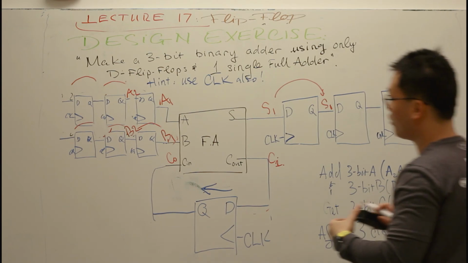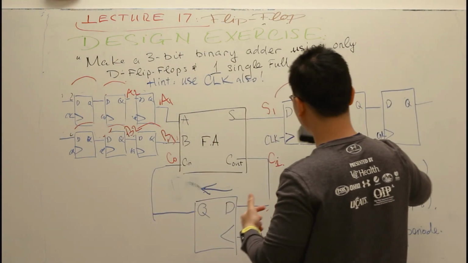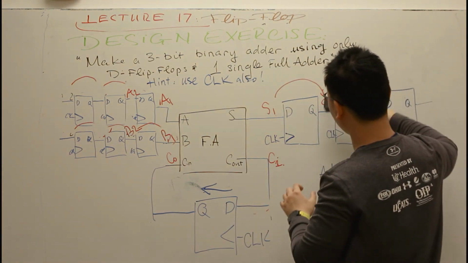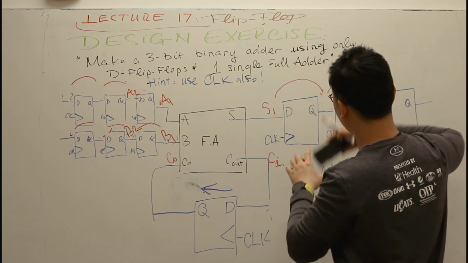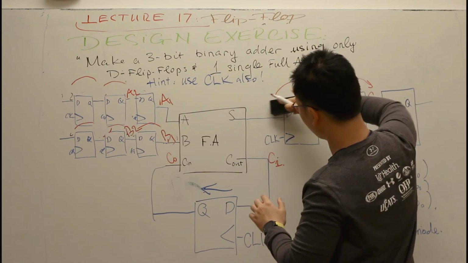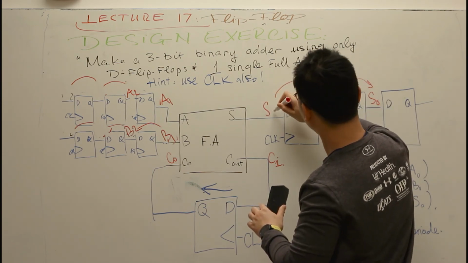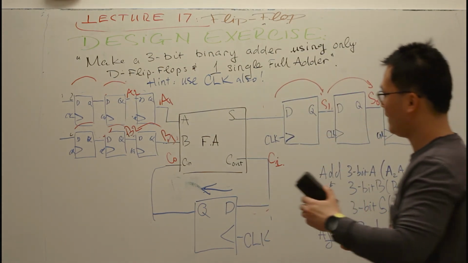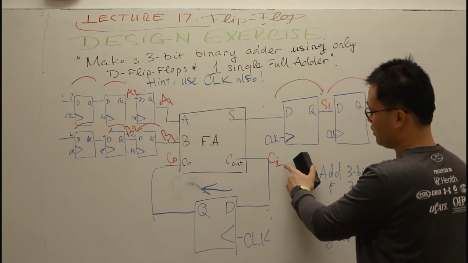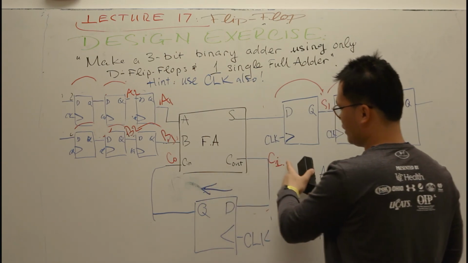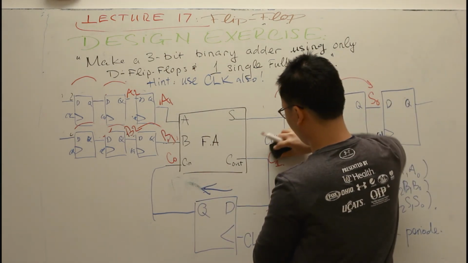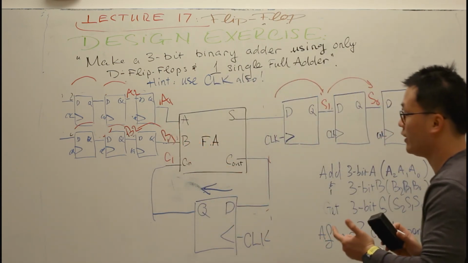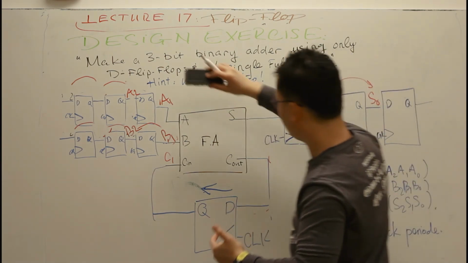Another clock cycle coming in. So let me do this first. Now S0 will jump over here. So this is S0. S1 jumps over here. This one will become S1. This one nothing yet, so this one becomes S0. This becomes S1. Then the new C1 gets pushed through. So C1 got updated over here. This one becomes C1.